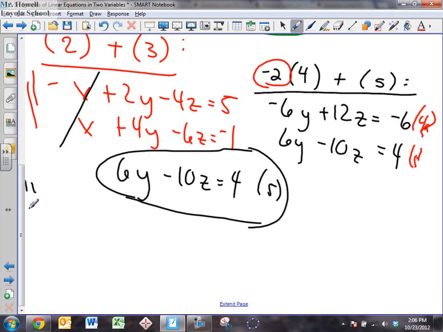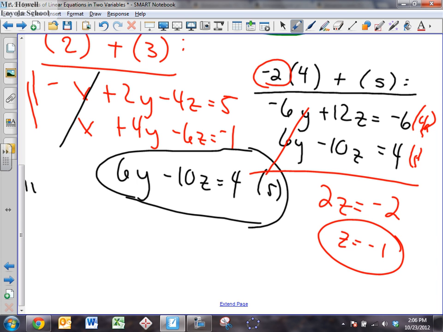Okay? When we add these together, the y's cancel. How many z's are left? 2z equals. So z equals. All right? So z equals negative 1. Am I done? What do I have to do still? What do I still have to do? Pete. Well, you're getting all the letters, you have to plug in.